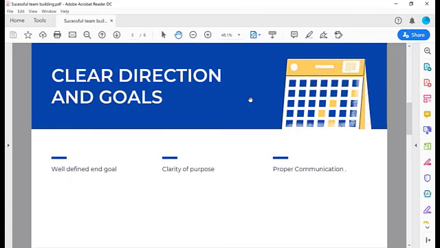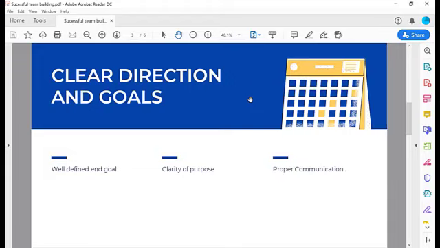Clear direction and goals is one of the key things that one needs to look at when working on a particular project. A well-defined plan and an end goal is very crucial, because it defines the whole work. Like, this is what we need to do. It's defined: we need a win dashboard, we need this. Everything is well and clear.